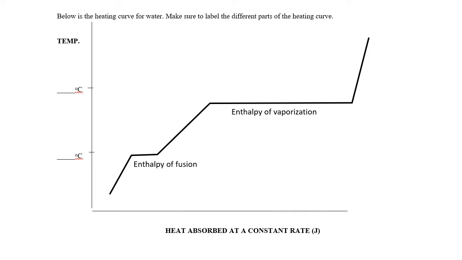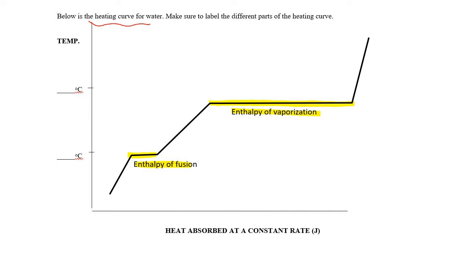So you should have on your worksheet something at the top that looks like this little table. I want you to add the labels enthalpy of fusion and enthalpy of vaporization underneath these flat lines. And we'll talk more later about what that means. And then also, this is a heating curve of water. So what that means is this shows the different states of matter that water will be in at certain temperatures.